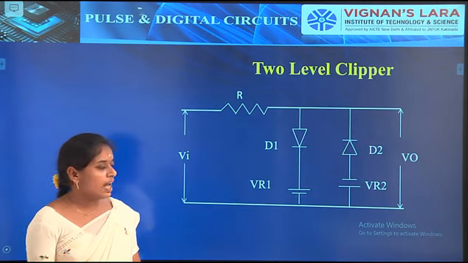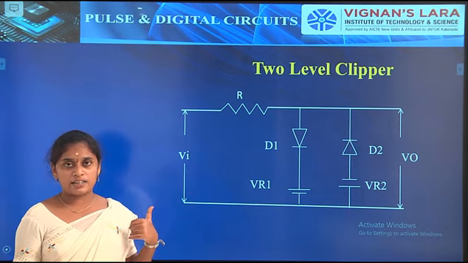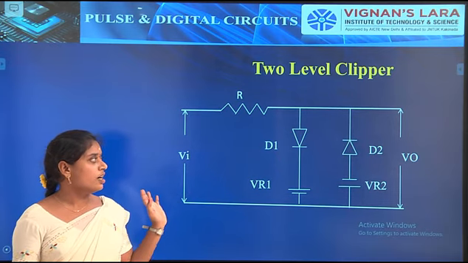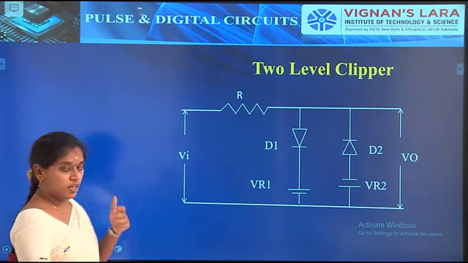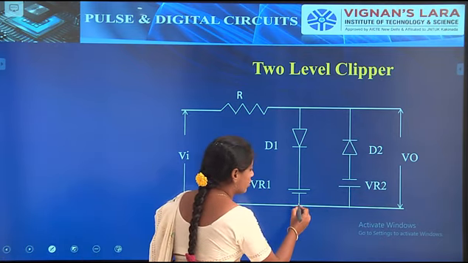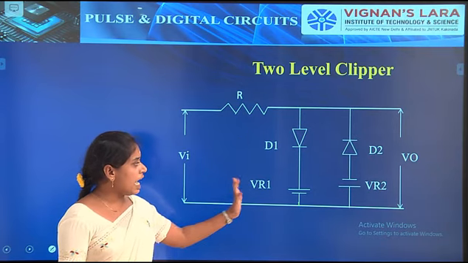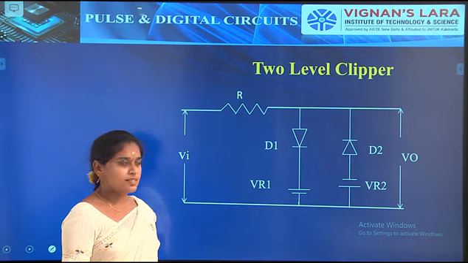So this is a signal, and from this we have to formulate the transfer characteristics and examine the condition of this circuit. Simply, this is also a two level clipper. Here, the input voltage VR1 and VR2 both are the same.